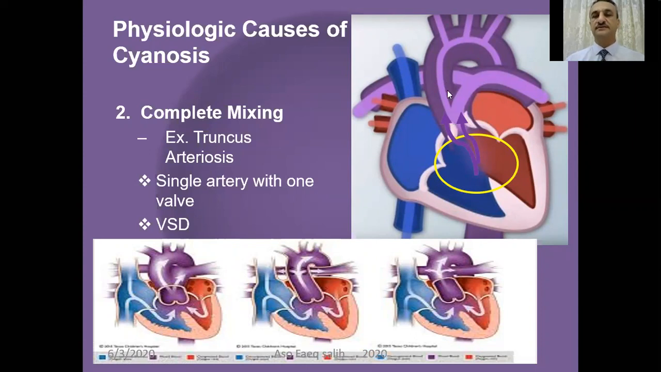So if you look here, you have the common valve, which serves as the pulmonary artery and aorta. They have just one valve with a big VSD here, so the LV and RV mix. So in that case, you have a single artery with one valve and a VSD. If you go into more detail with this pathology, we have three kinds of it. But the underlying pathology is the same. What differs between the types is how the pulmonary artery branches. You see, the branching is different here and here. But this is the common one, okay?